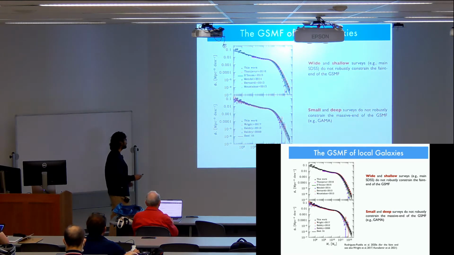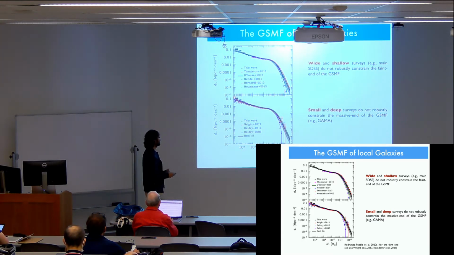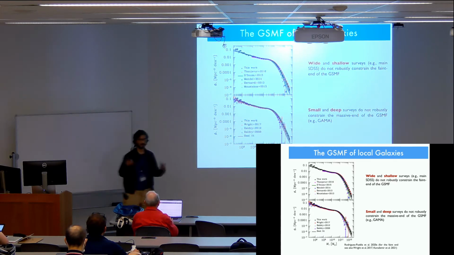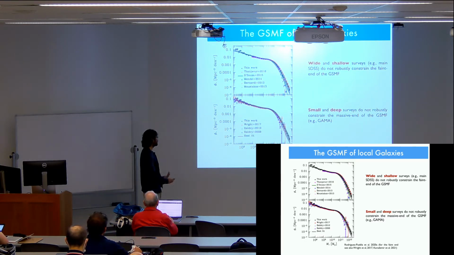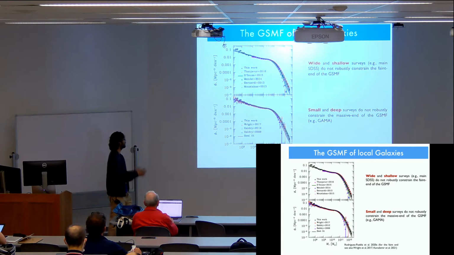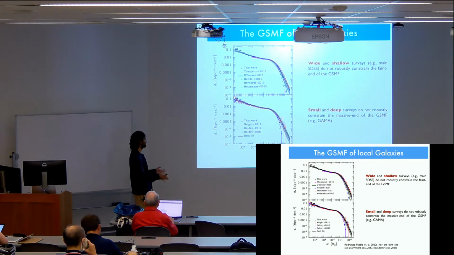However, the problem is that people who constrain the massive end usually use different methods to derive stellar masses, and compute the errors in a different way than people who use small and deep surveys. So we thought, why don't we try to set up a homogeneous galaxy sample where we can compute things in a consistent way from small scales to large scales.